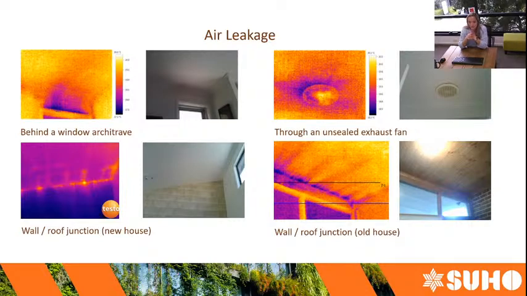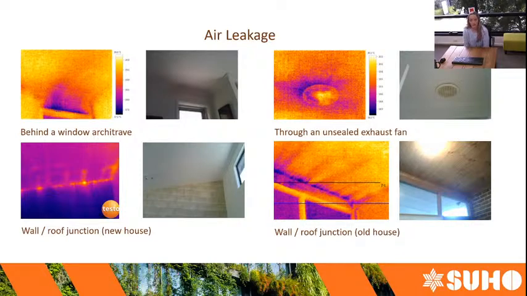Bottom left is a wall roof junction in a new house. You can see that there's some splash marks down the wall. So that is a joint that doesn't have a cornice on it. Air leakage is less about the materials that you use, and it's more about how you put them together. So when you think about, oh, is that material airtight? It's not necessarily about the air tightness of an individual material, it's how those materials are joined.